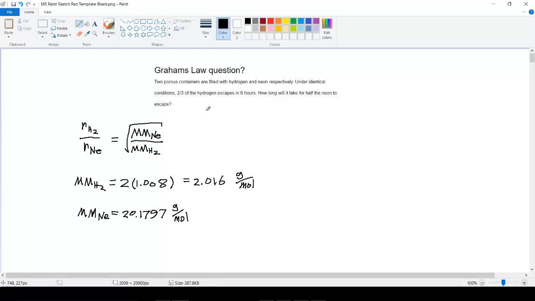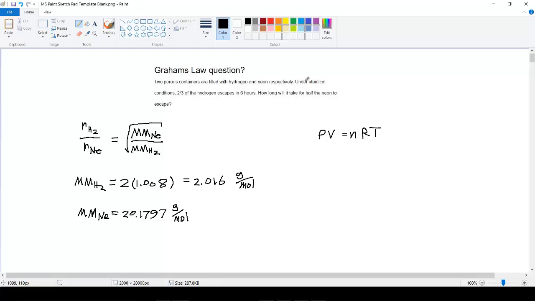So, for instance, we're told that the gases are under identical conditions, okay? What I'm about to do might be obvious to you, but I'm trying to be careful here, so I'm going to show you. If we have hydrogen, we can actually look at the ideal gas law for either one of these gases, okay?